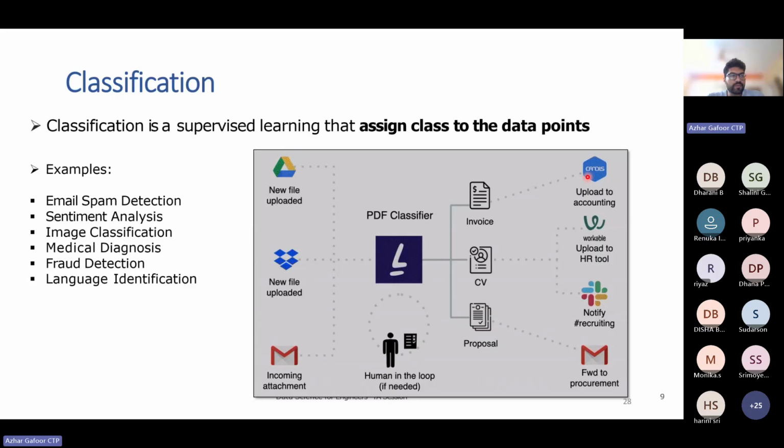And by automating some tasks, we can automatically send these documents to the concerned departments. If it is an invoice, we can upload it to the accounting team, or if it is a CV, we can notify the recruiting or HR team, or if it is a proposal, we can forward it to the procurement team.